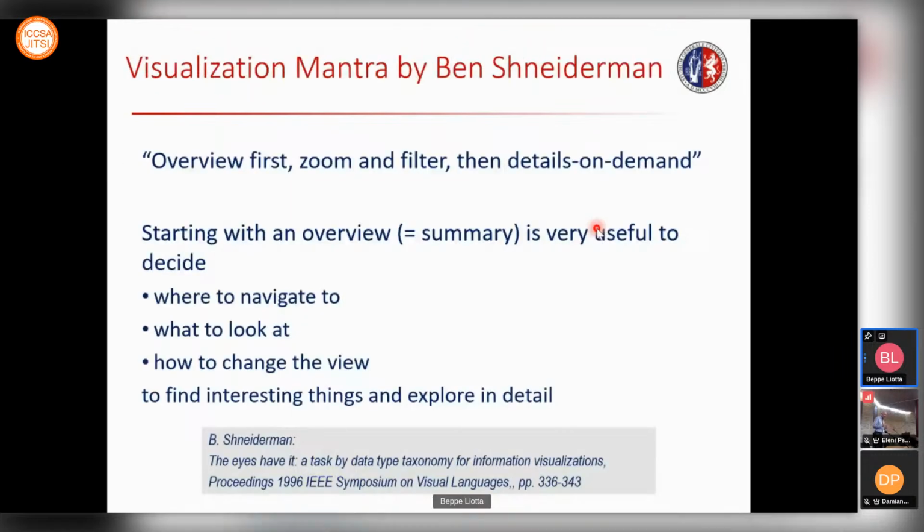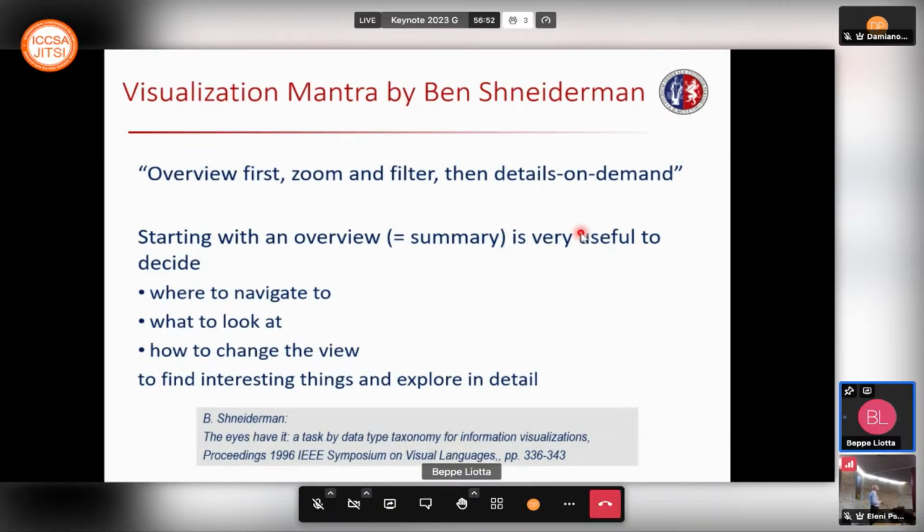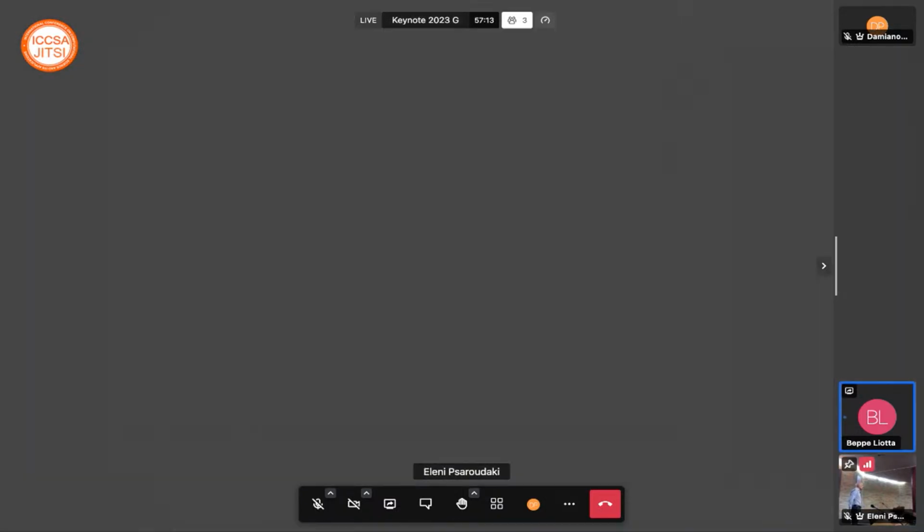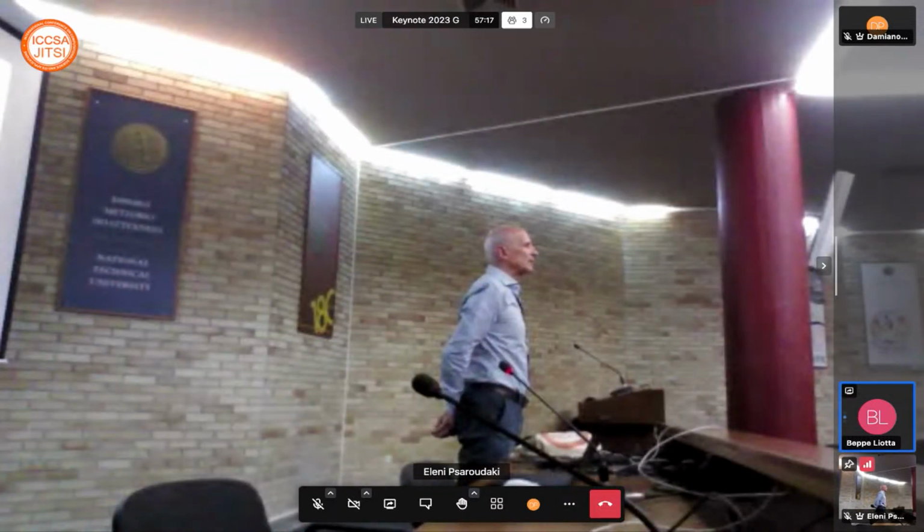Ben Shneiderman, in a pioneering and seminal paper in this field, said that the right approach is overview first, then zoom and filter for the full view. And I want to show you a little movie that I saw. This movie is by a system, a very popular system for the analysis of social networks. The name of the system is called Gephi.